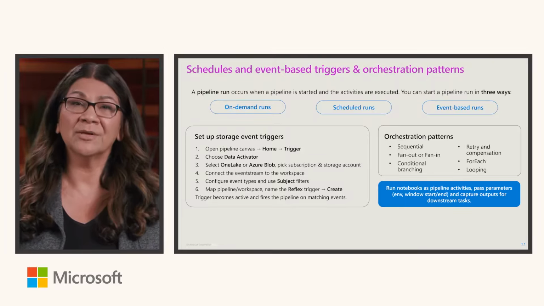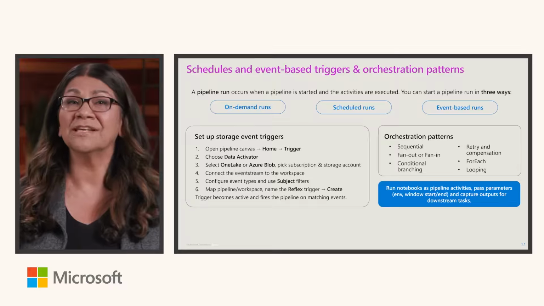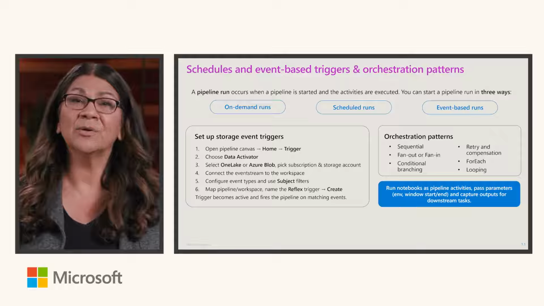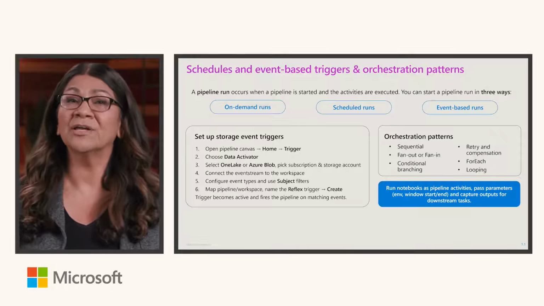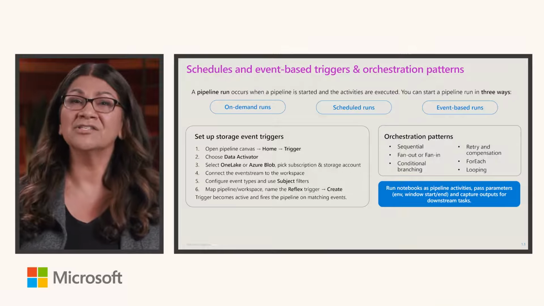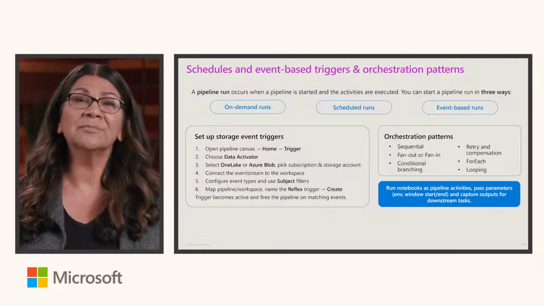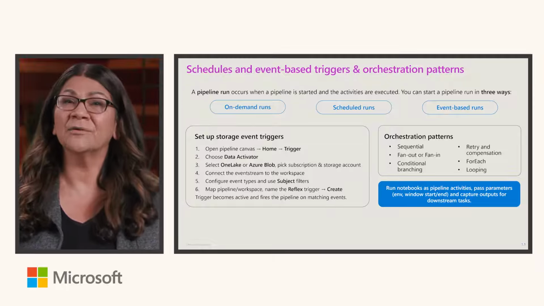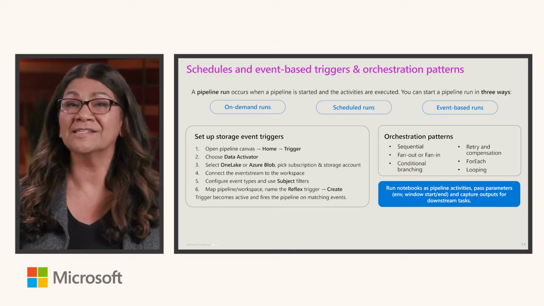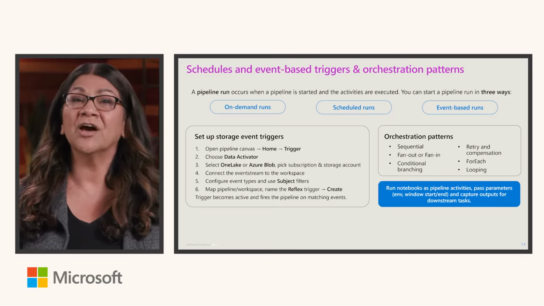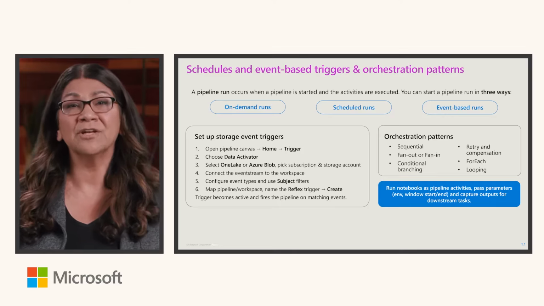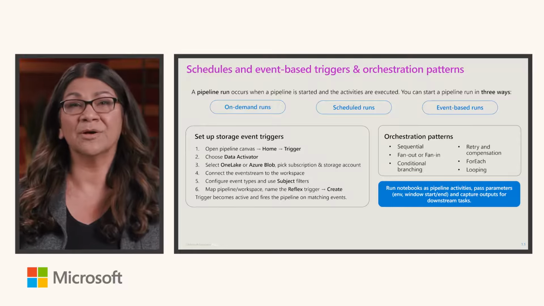For more dynamic automation, Fabric supports event-based triggers. For example, you can start a pipeline when a new file arrives in storage or when a file is deleted. These triggers can be set up using event streams or reflex triggers, allowing your data processes to respond instantly to business events. You can also orchestrate complex workflows by combining pipelines with notebooks.